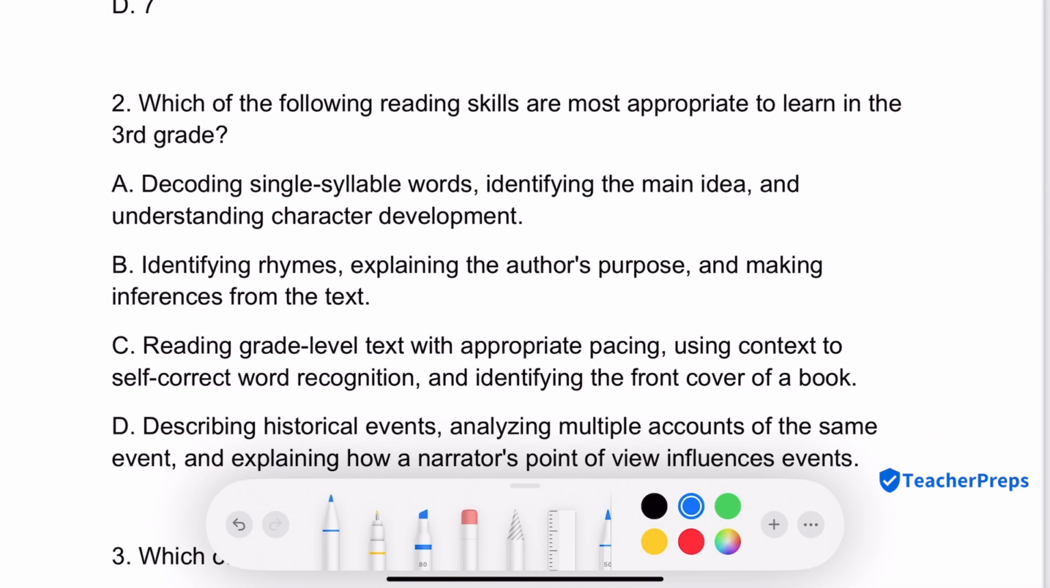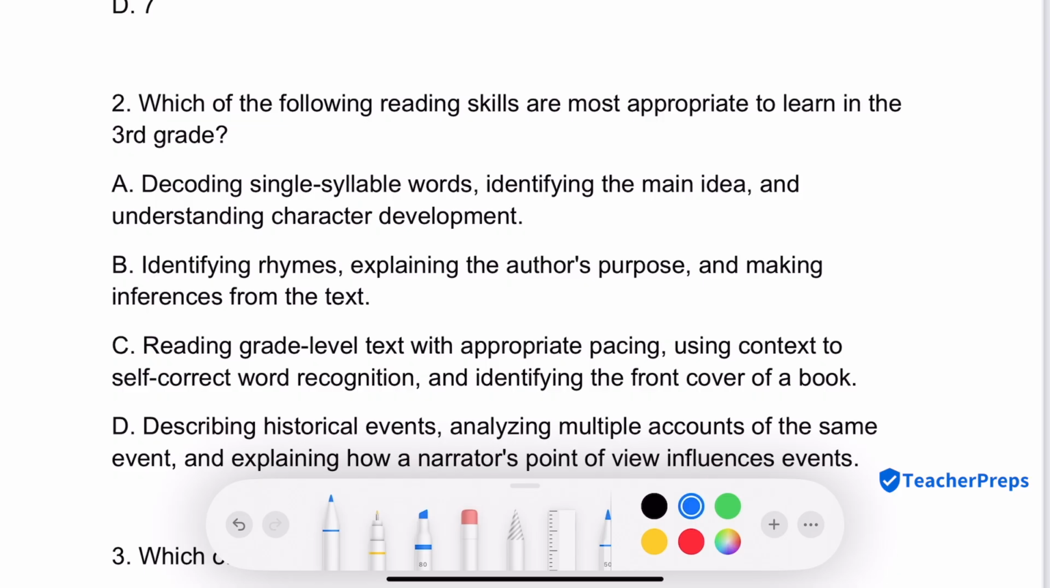Number 2 says, which of the following reading skills are most appropriate to learn in the 3rd grade? All right, this question is all about knowing your grade level standards, and the trick is that the test takers will give you some answer choices with a mix of different grade levels, and it's going to be your job on exam day to find the one that is purely the grade that you're looking at. In this case, that's 3rd grade for us.